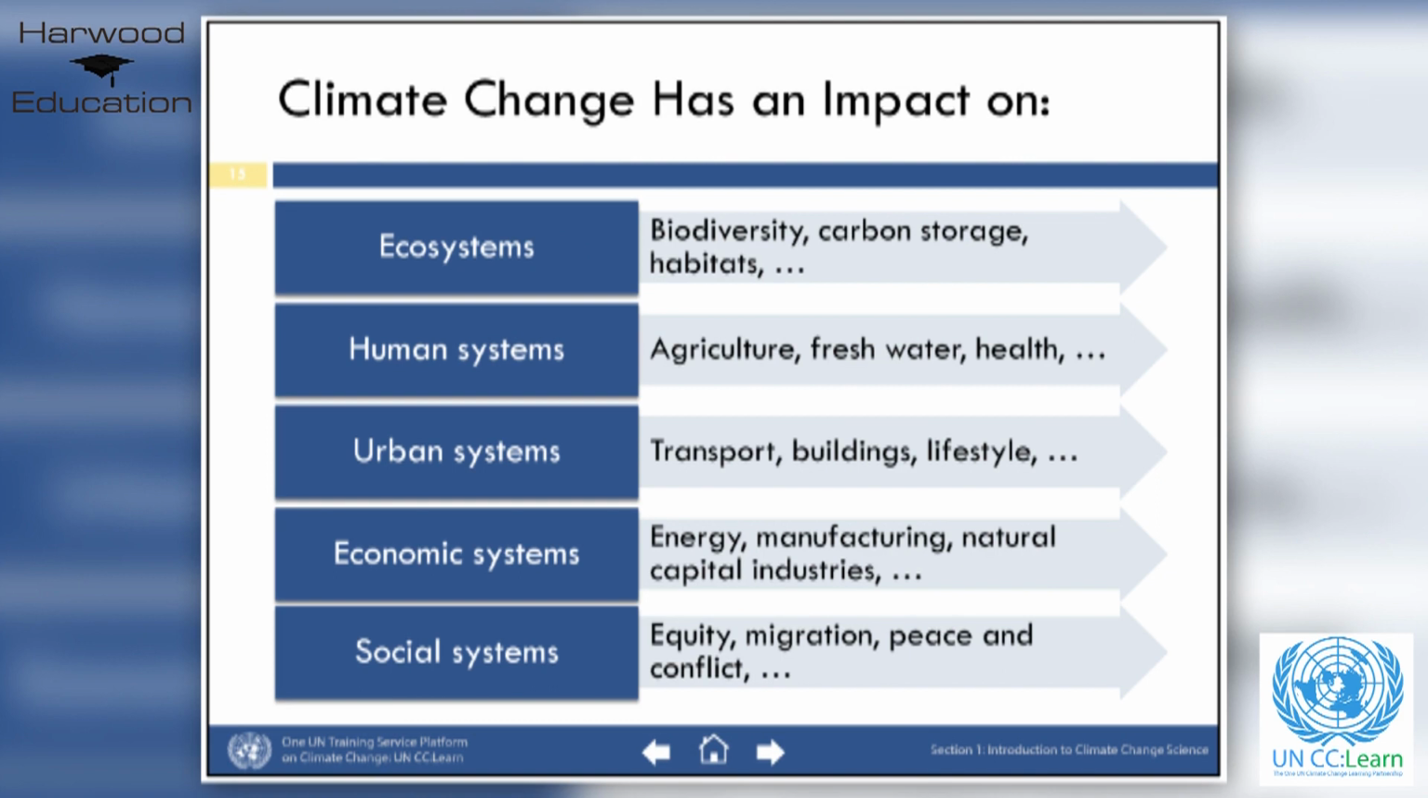Climate change has an impact. It has an impact on almost every aspect of our lives. Our ecosystems suffer biodiversity and habitat loss, and human systems like health will be negatively impacted. For example, the spread of disease vectors like mosquitoes. Climate change also challenges us to rethink our urban systems, including transport and buildings, and the way we do business, including green business opportunities. The impacts of climate change might also result in conflict or force people to migrate, for example, from low-lying coastal areas.